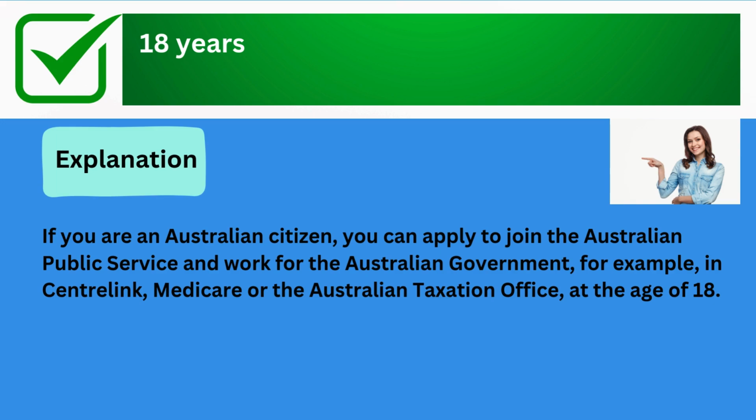Explanation: if you are an Australian citizen, you can apply to join the Australian Public Service and work for the Australian government. For example, in Centrelink, Medicare or the Australian Taxation Office at the age of 18.